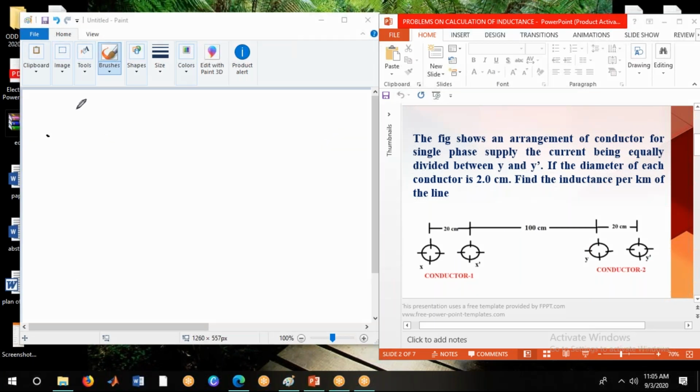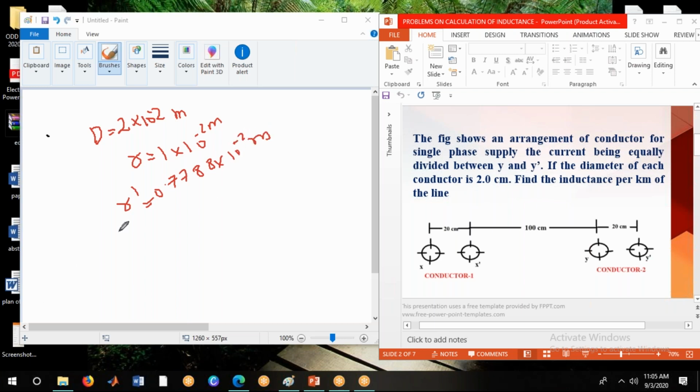First of all, the diameter of each conductor is 2 into 10 power minus 2 meters. Bring all parameters to meters, and its radius is 1 into 10 power minus 2 m. What is the R dash here? 0.7788 into 10 power minus 2.